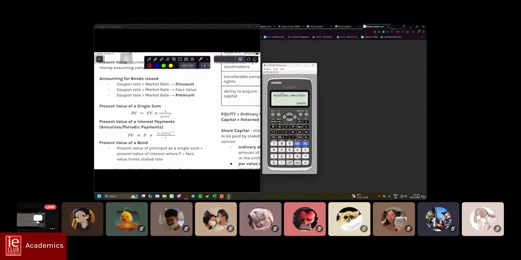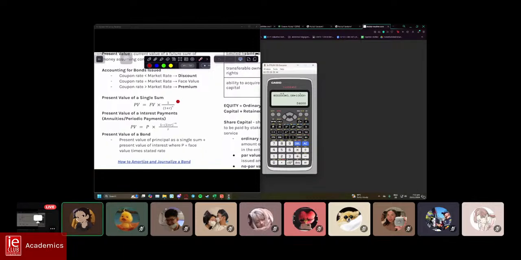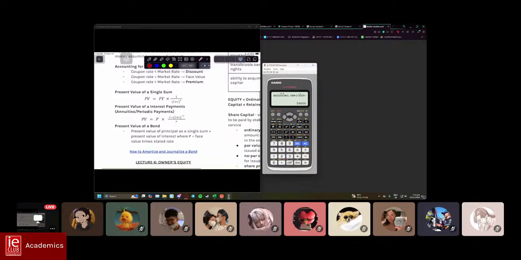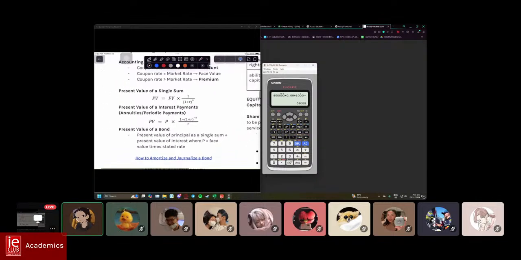So that's why they decided to make life complicated for us. So there are two different formulas for present value of a single sum. There's this one and this one. So yung present value of a single sum, this one is going to apply to like the principal or basically the face value of the bond.